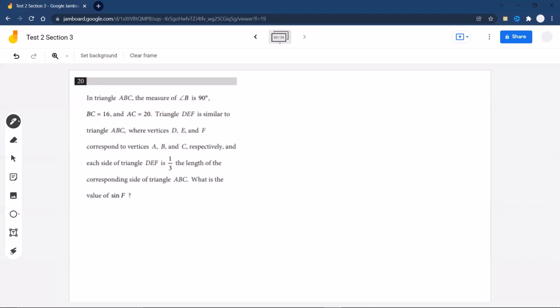Okay, in a triangle ABC, you have to draw these. If they don't give you the figure, you want to make sure you can draw it, right? So let's draw ABC. It's not that kind of triangle because they're giving us information. They're telling us that the measure of angle B is 90. Sorry, it's not the best triangle in the world. I'll do my best. This is B. Angle B here. BC is 16 and AC is 20. So this is 20. This is 16.